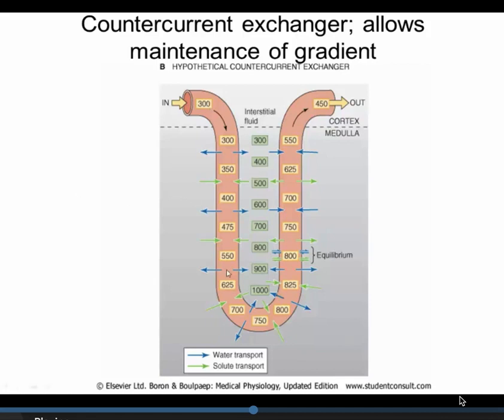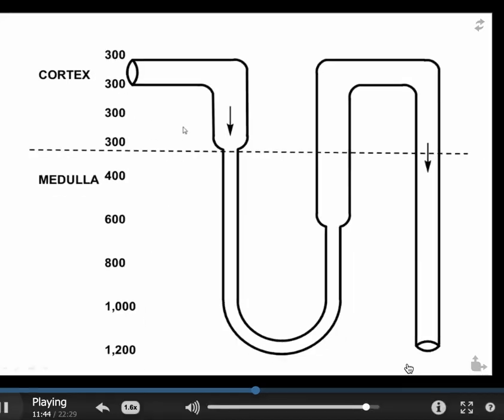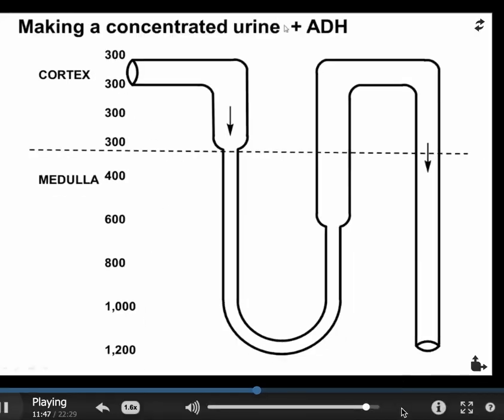When vasa recta blood flow increases significantly, there is also some flushing out of excess solute, and this leads to a reduction in the medullary interstitial concentration gradient. So we've described how the gradient is established, and now how it's maintained while at the same time removing excess solute and water and waste by the blood. Now let's go back and look at a tubule with an established medullary interstitial concentration gradient and see how a concentrated urine develops when ADH is present.